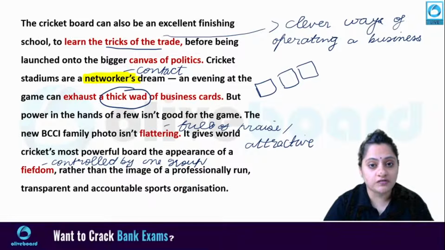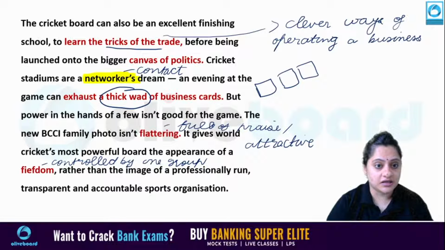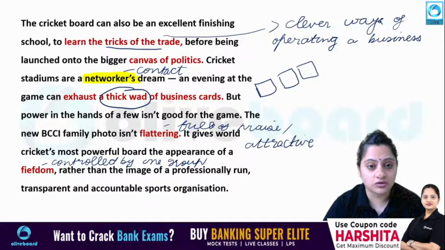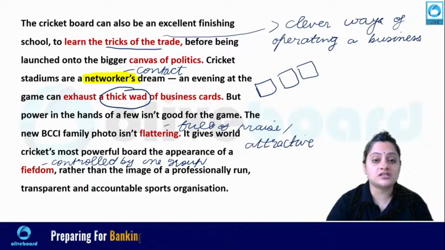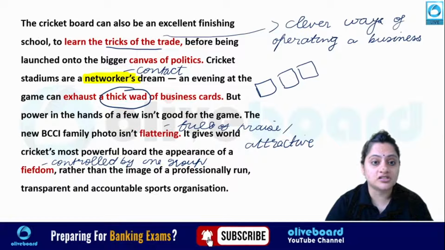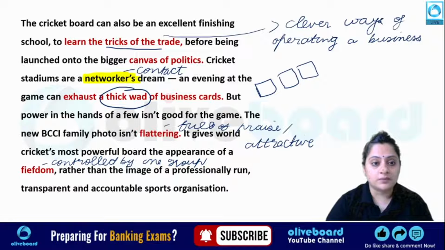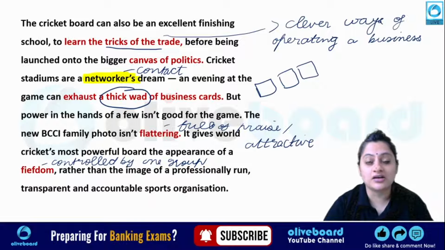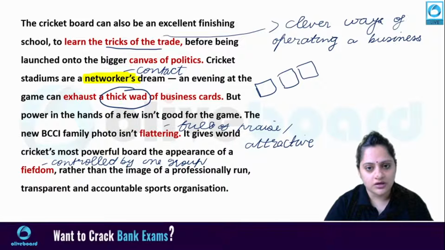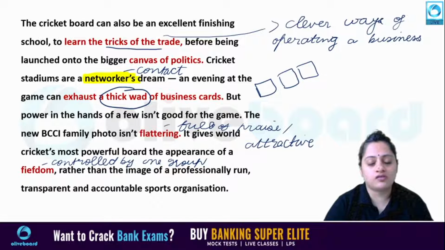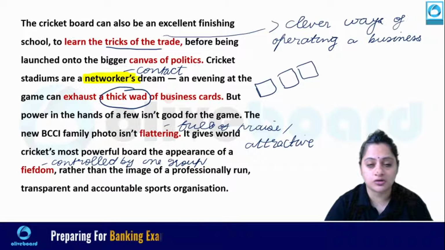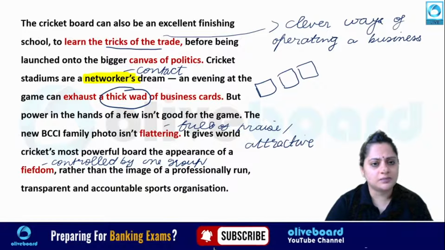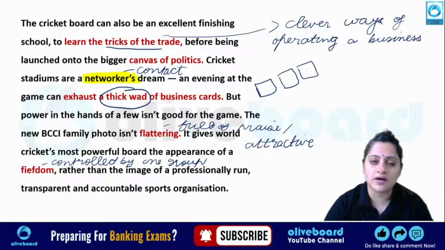Power in the hands of a few is not good for the game, the writer is saying. The new BCCI family photo is not attractive. It looks like the world cricket's most powerful board. The appearance shows it is controlled by one person or one group. It doesn't give the image of professionalism, that it is professionally run, that it is transparent, honest, an accountable sports organization. It doesn't look like that. In the picture also it shows that it is controlled by one group.